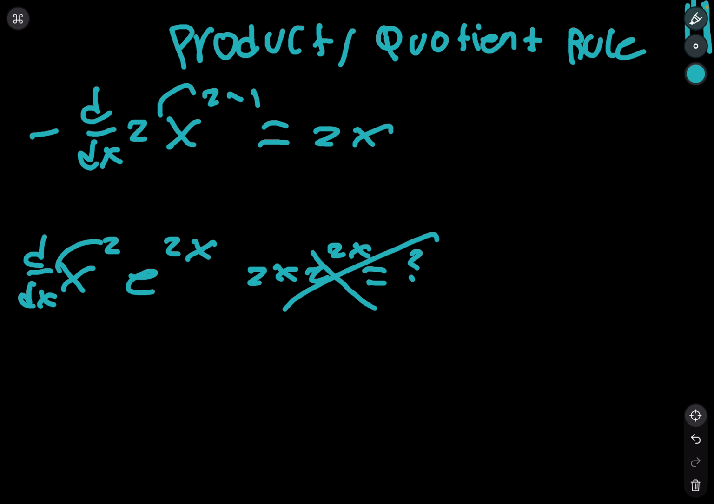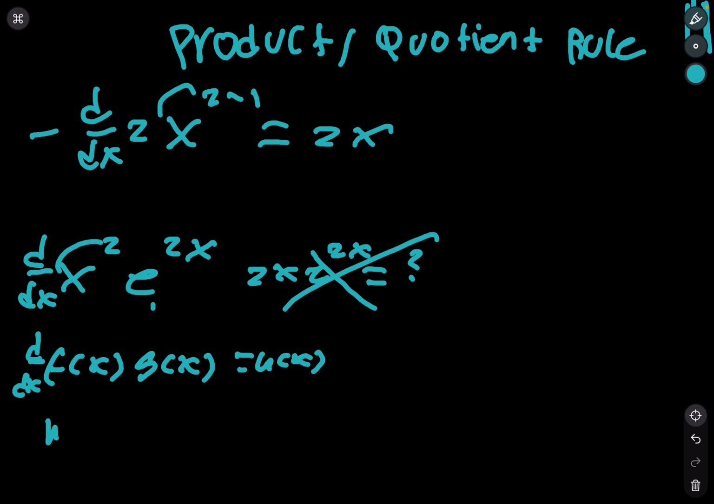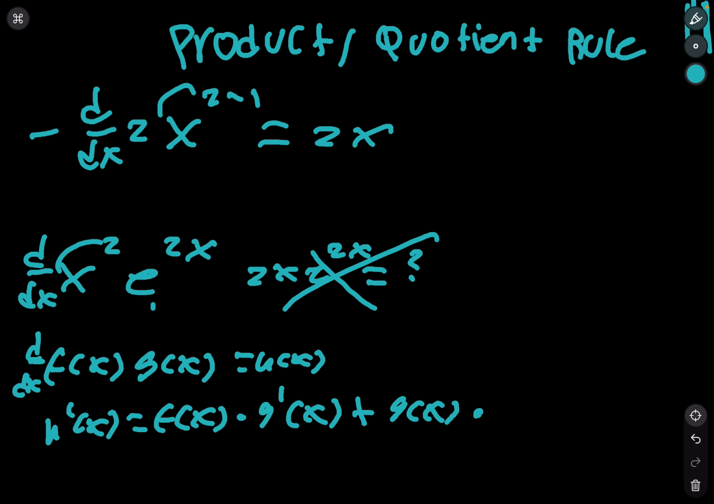We need to take the derivative of, let's say x squared was f of x and e to the 2x was g of x. If this is equal to h of x, then h prime of x is given by the product rule. What I like to do is always have the first function times the derivative of the second function, plus the second function times the derivative of the first function.